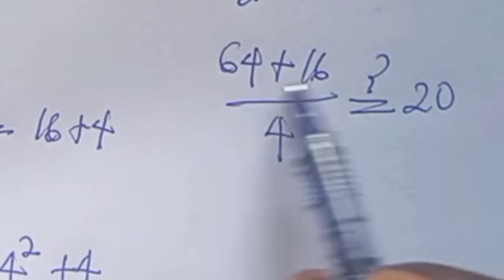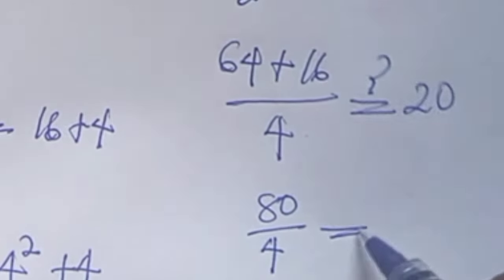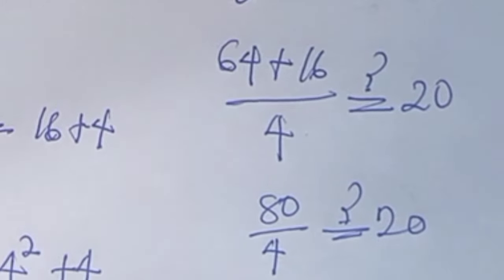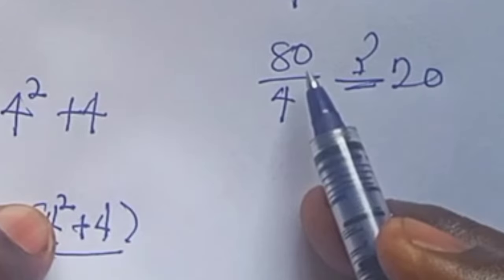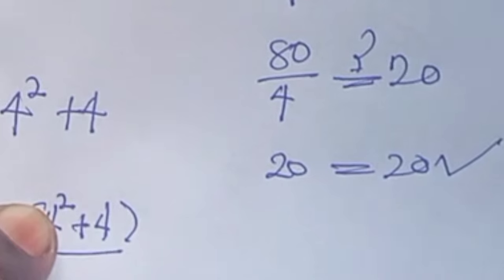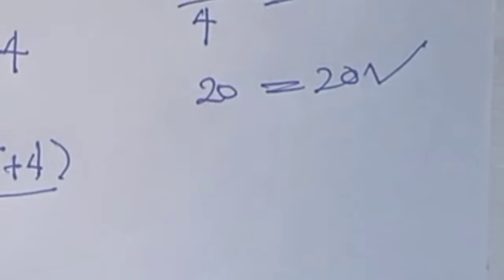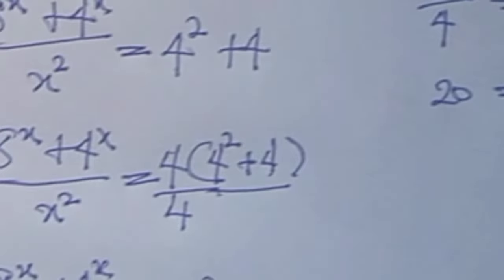And if you do this well, we're going to have the numerator as 80. Will this be equal to 20? And of course, 80 over 4, that is 20, is equal to 20. So it's true that the value of x is 2 because it satisfies the original equation, that is, the right hand side is equal to the left hand side. Thank you for staying tuned.